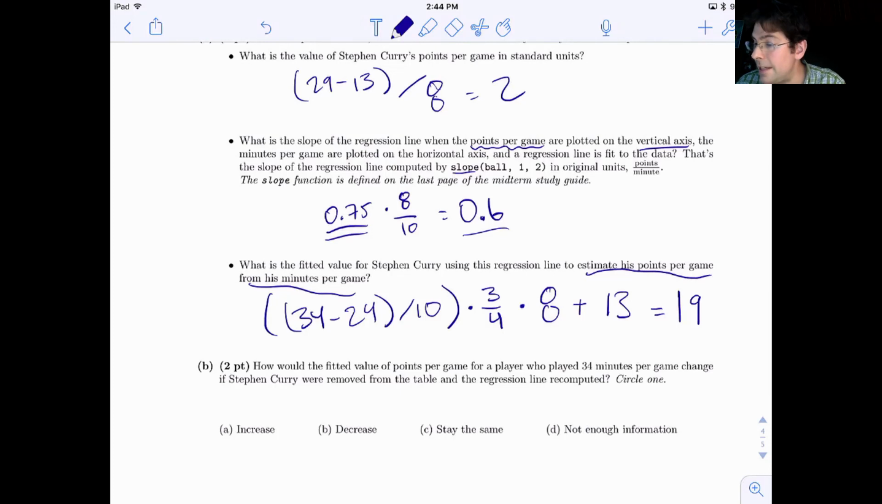So then it finally asks, what would the fitted value of points per game for a player who scored 34 minutes per game change if Steph Curry were removed from the table and the regression line recomputed? Well, Steph Curry being above the line, because he actually scores 29 points instead of 19, is increasing the expected number of points per game for someone in his area of the regression line. If you took him out, that pressure to have a higher score on average for people who play 34 minutes would decrease, and so the line would drop.